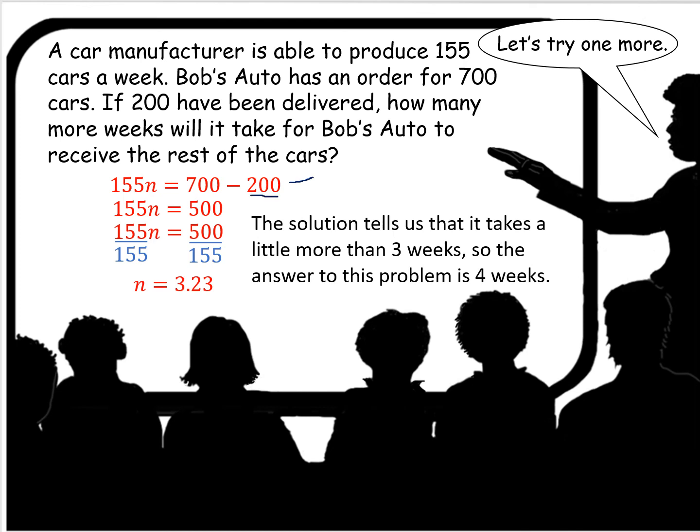So now we have the manufacturer can do 155 per week, and we have 500 that still have to be delivered. So 155n divided by 155, same thing on the other side, 500 divided by 155. We find that n equals 3.23 weeks. So what does that tell us? We have to interpret our solutions. The solution tells us that it takes a little more than 3 weeks. So the answer to the actual problem is 4 weeks.